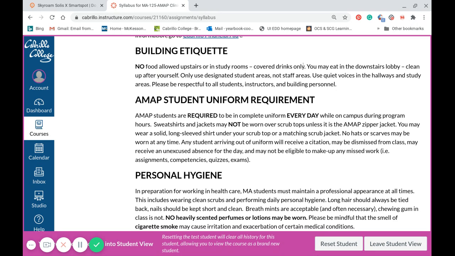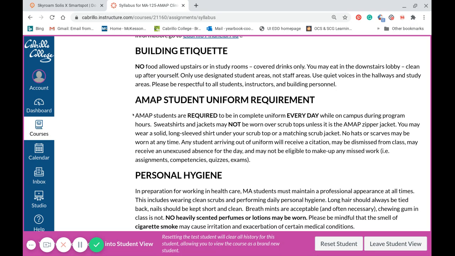And you really shouldn't actually have the need to eat in the building at all because you're not going to be here all day as in the past due to COVID-19. So please just don't even bring food into the building at all. Eat before you come in for lab or eat after. Okay.